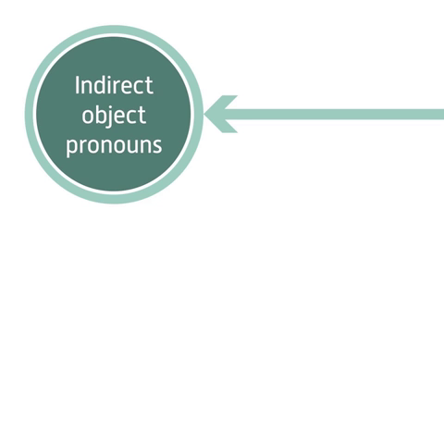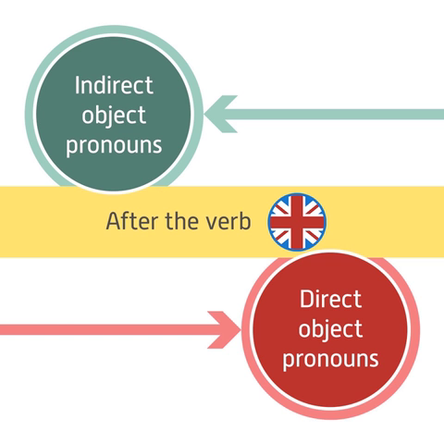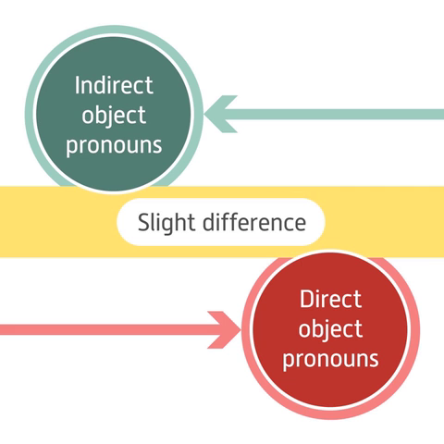In this grammar podlet, we're going to look at how to use indirect object pronouns. Like their direct counterparts, indirect object pronouns always come after the verb in English. However, there's a slight difference in the way they're shown. Let's look at the following example. He gave it to them. This could even be shown as He gave them it.